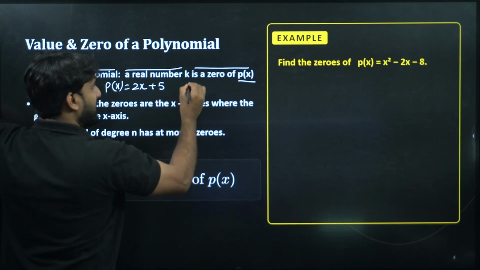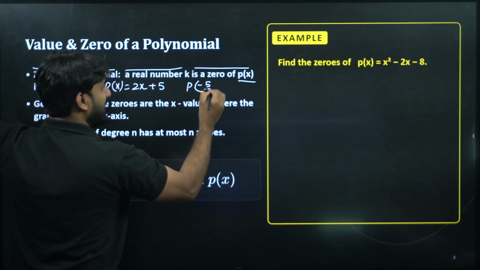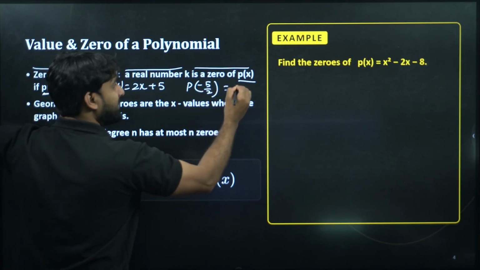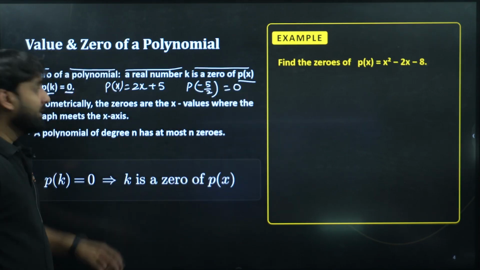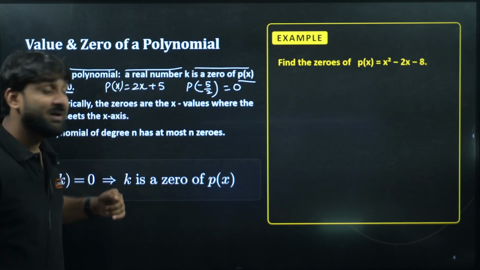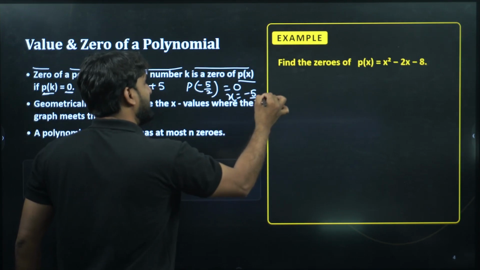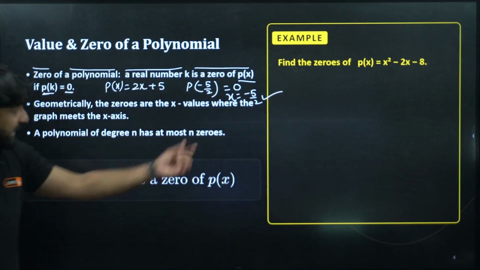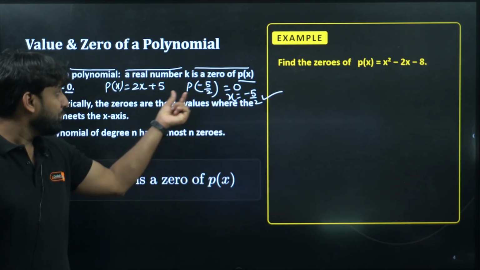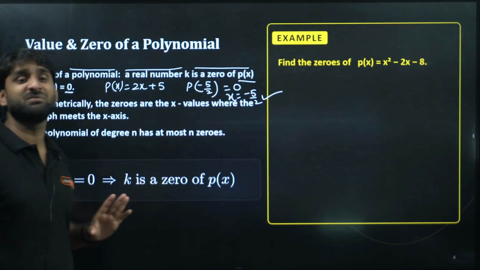Now my dear champion, if I put here at the place of x, minus 5 by 2, now look, the result will become 0. Because x is minus 5 by 2, so 2 cancels, minus 5 plus 5 is 0. It means that x equal to minus 5 by 2 will be the zero, because at this particular value the polynomial is giving you result 0. So x equal to minus 5 by 2 will become the zero.